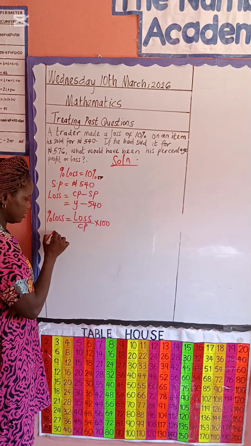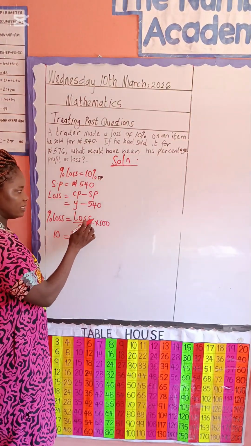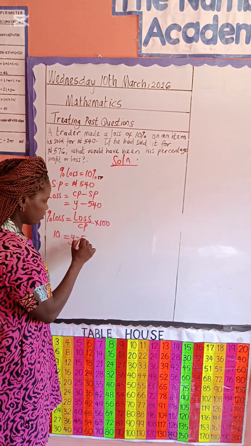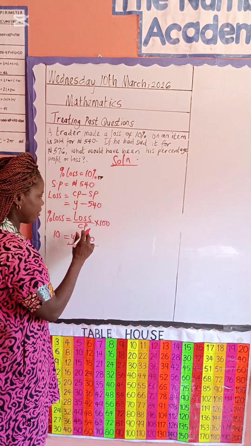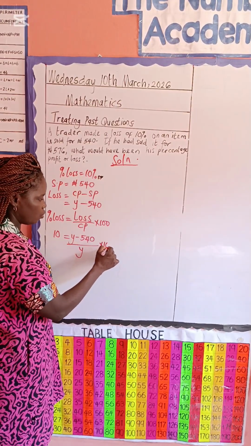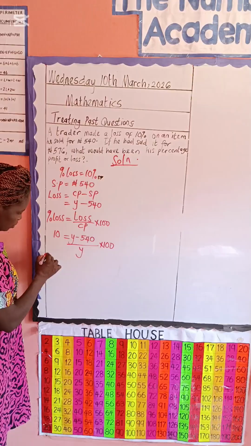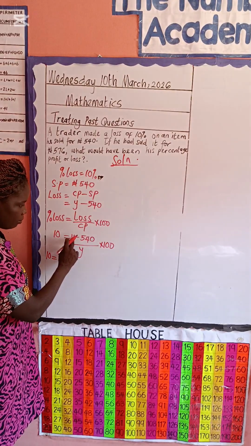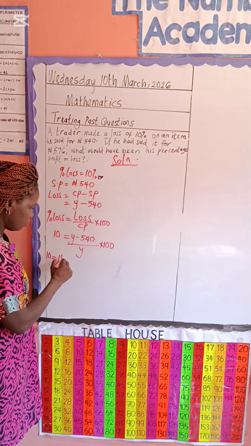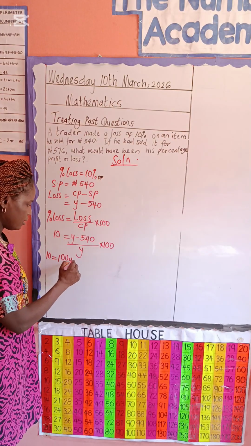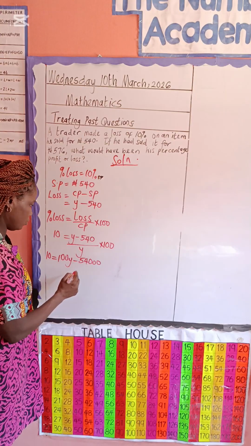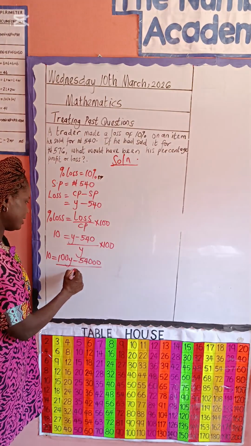Percentage loss is 10%, so 10 equals, what is our loss? Our loss is y minus 540, divided by our cost price, which is the same thing as y, times 100. So 10 equals (y minus 540) times 100. So 100 times y is 100y, minus 100 times 540, which is 54,000, everything divided by y.